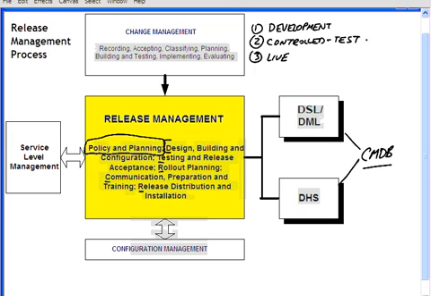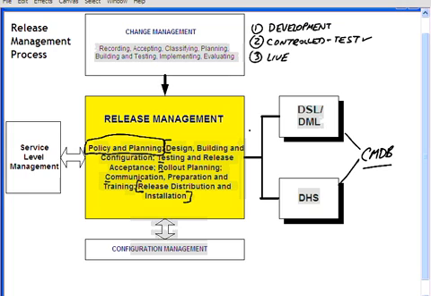So the second environment here is the controlled test environment. This is the design, building, and configuration, the testing and release acceptance, the rollout planning, the communication to other entities, preparation and training. And then finally you have what's called the live environment. And the live environment is the release distribution and final installation.